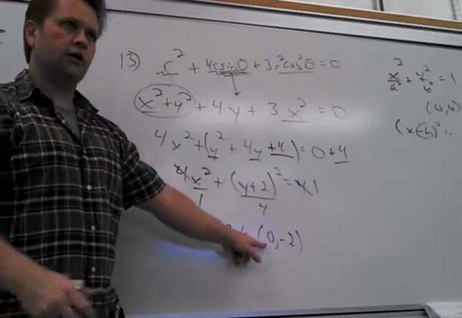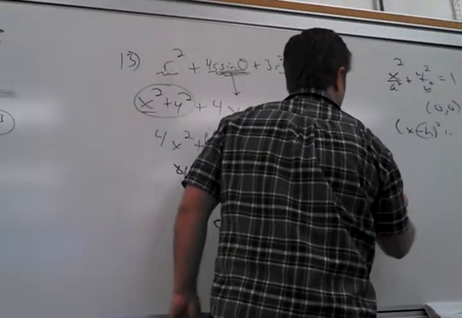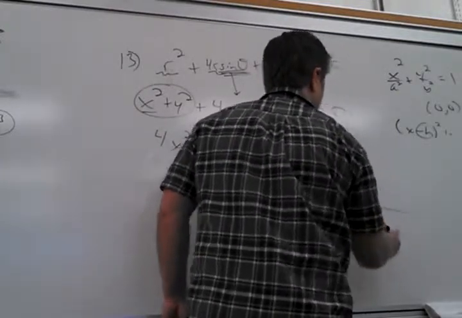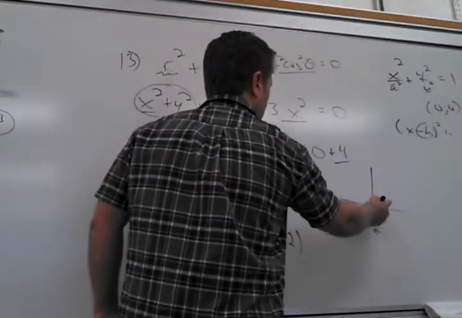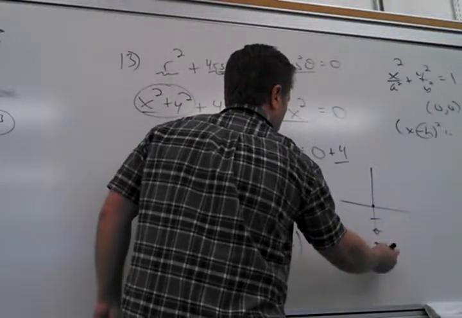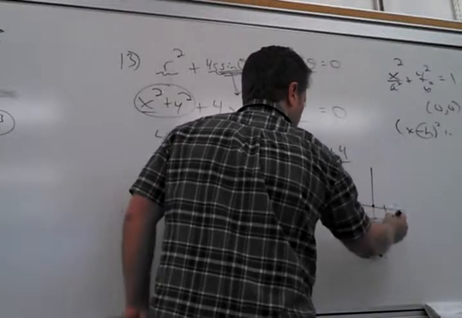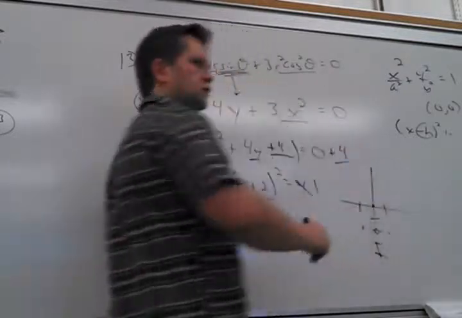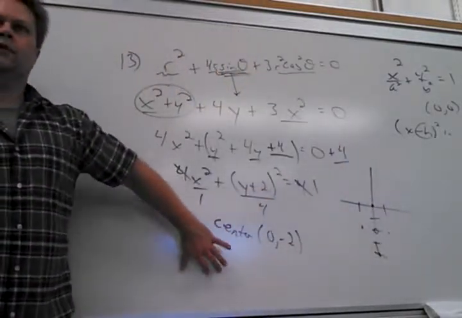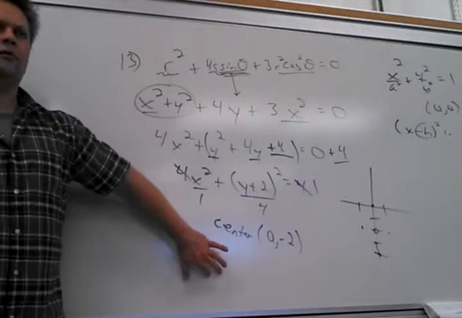So now the center is at 0, -2. Put 0, -2, and then count off on the x-axis 1, on the y-axis 2. There's your ellipse. You can get your focus. The focus formula is going to have what operation in it?